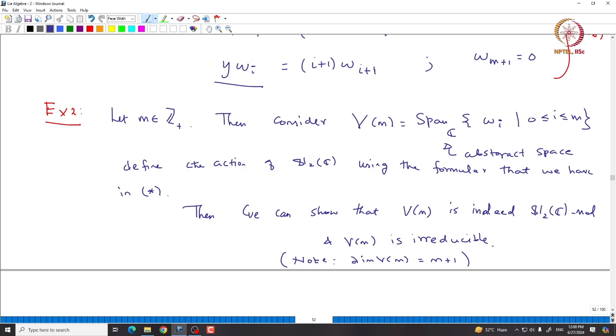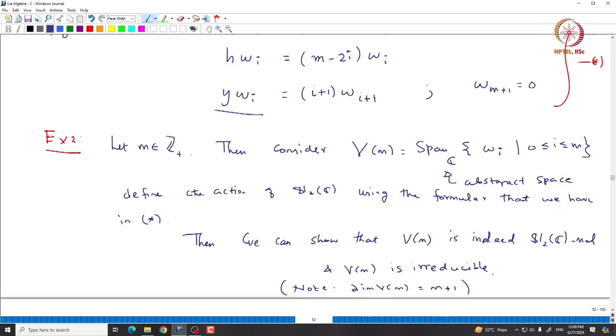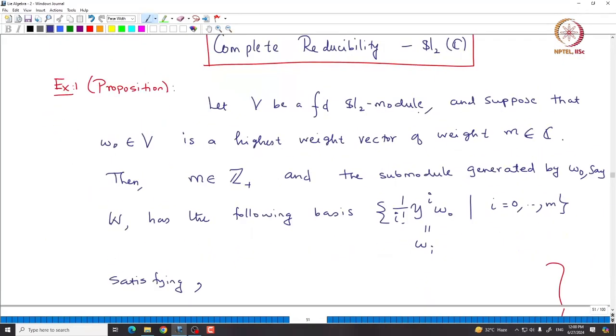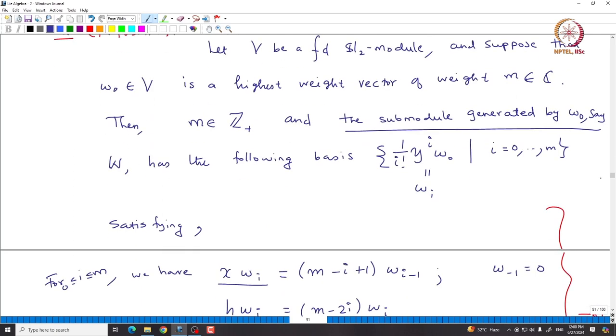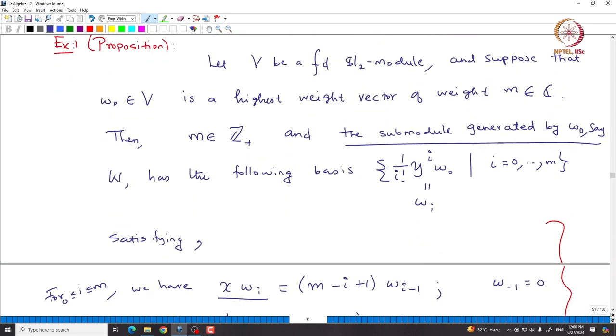So now using this, you can actually see that this module that we have here generated by this W naught almost looks like the irreducible module corresponding to this highest weight m. So indeed, one can prove that this W will be isomorphic to V of m, because all these vectors are non-zero. So that means they are a basis for this W, and W will be isomorphic to V of m. That I will leave as an exercise that immediately follows from this proposition.